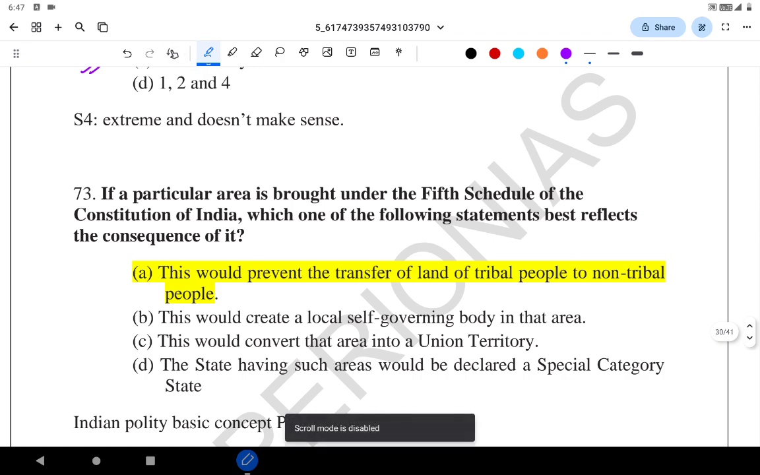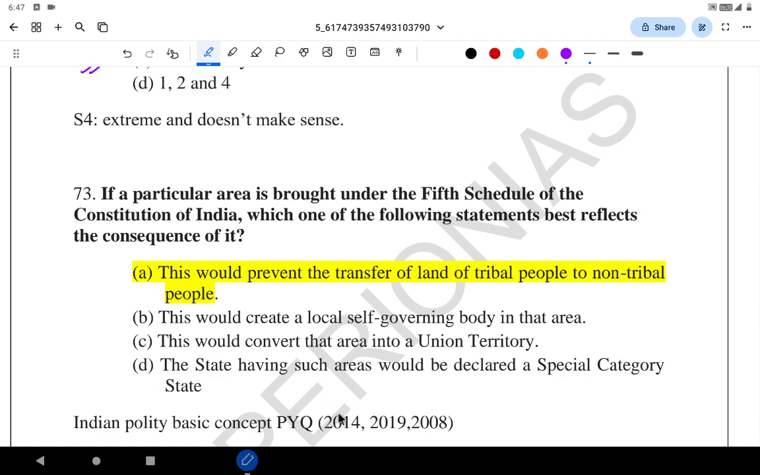If a particular area is brought under the 5th schedule of the Constitution of India, which one of the following statements best reflects the consequences of it? This would prevent the transfer of land of tribals to the non-tribals. Correct. Fifth schedule, that is scheduled areas.